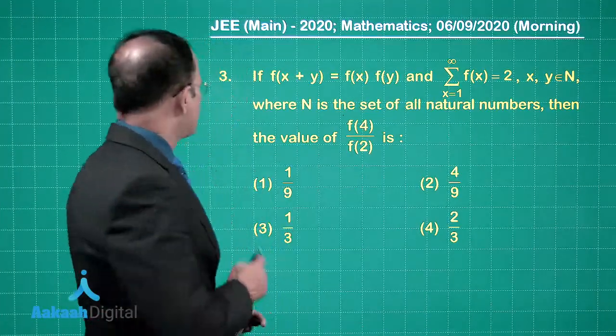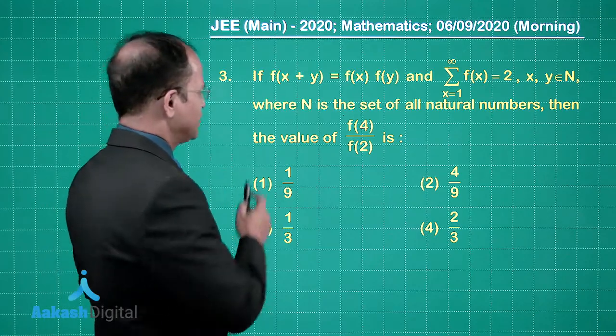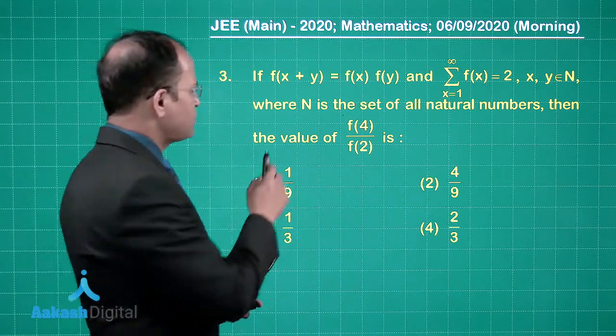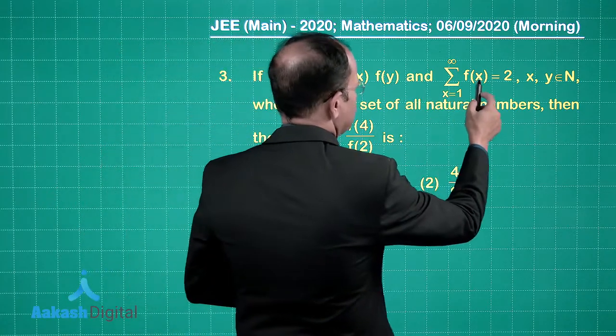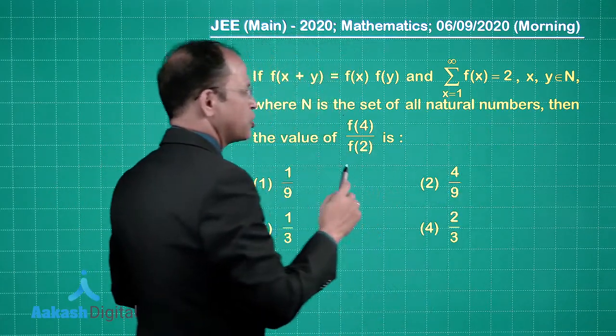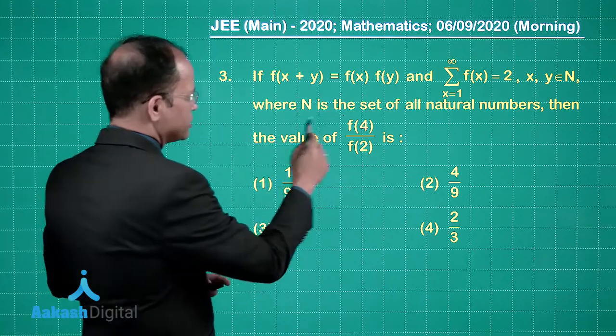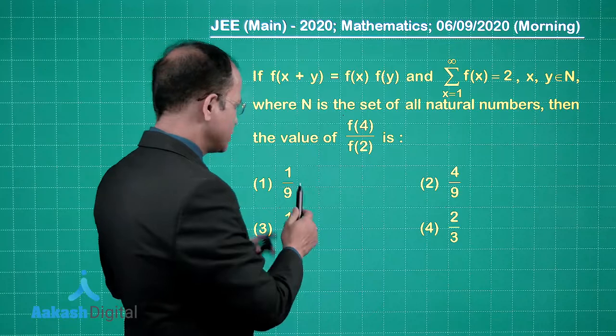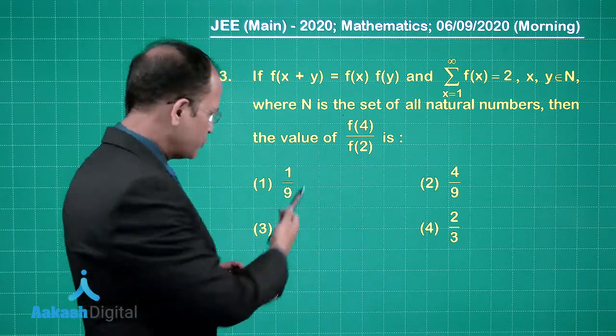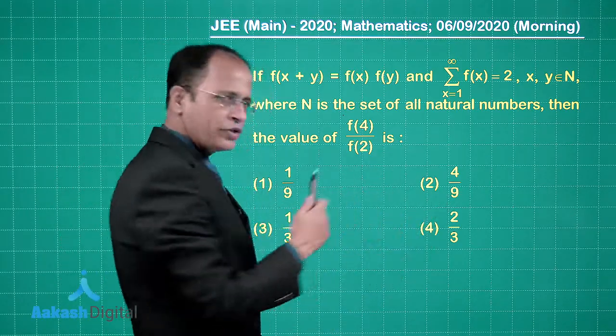Now let us discuss question number 3. It states that if f of x plus y is equal to fx into fy, and sigma x equal to 1 to infinity fx is equal to 2, for x comma y belonging to N, where N is the set of all natural numbers, then the value of f of 4 upon f of 2 is, with these 4 options: 1 by 9, 4 by 9, 1 by 3, 2 by 3.